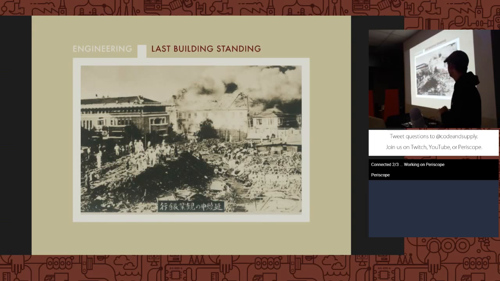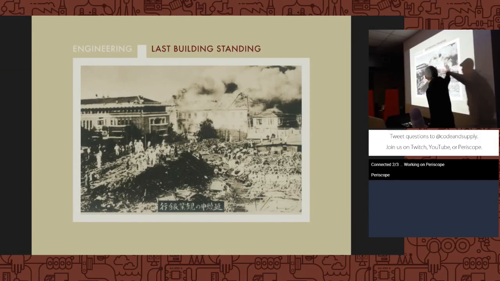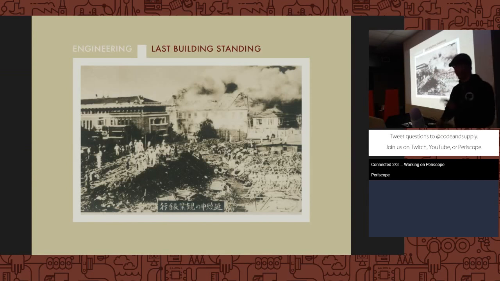Frank Lloyd Wright was actually a really good engineer. So this is the Imperial Hotel in Japan, and this is a whole bunch of ruined buildings. These are all destroyed buildings. There was a gigantic earthquake in Japan around this time. Everything pretty much either fell down or burned to the ground. The only building that was left standing was the Imperial.